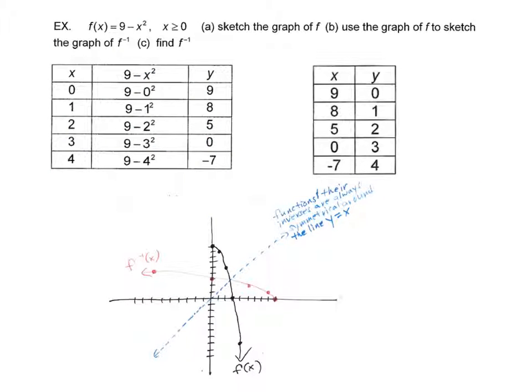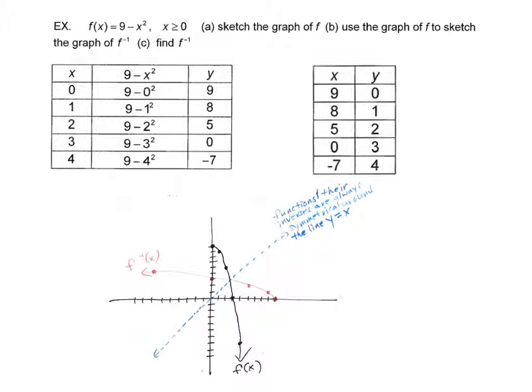An easy way to sketch a graph of a function and its inverse is by making a table and plotting points. So for this example of 9 minus x squared, we're supposed to A, sketch the graph of the function f, B, use the graph of f to sketch the graph of the inverse, and then C, find the inverse.